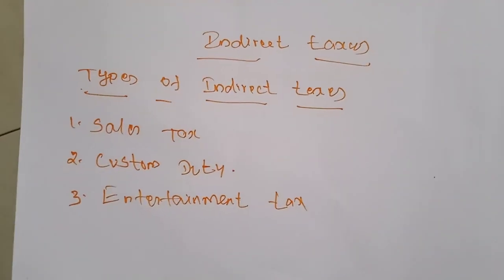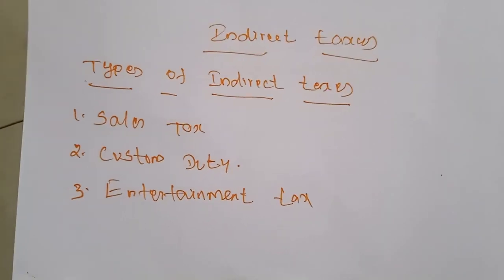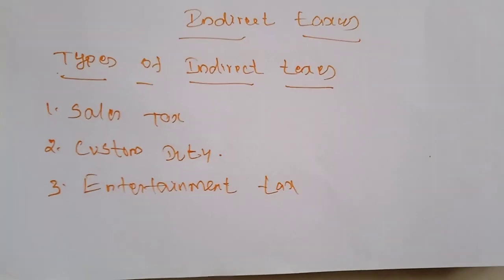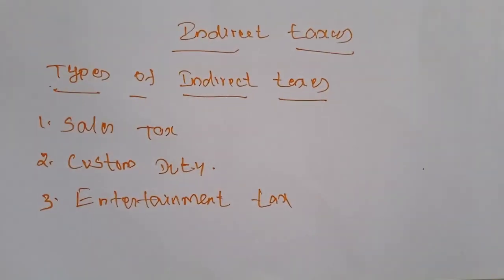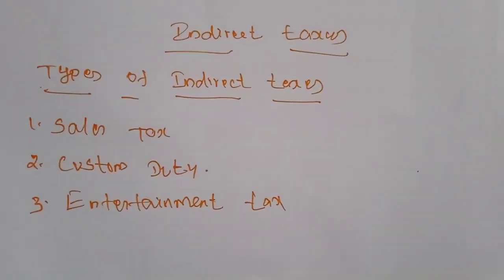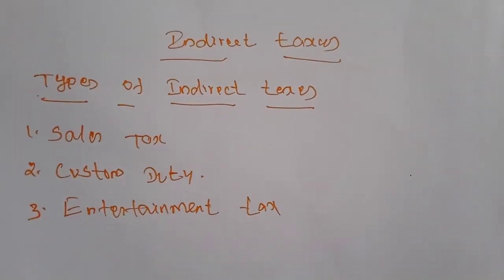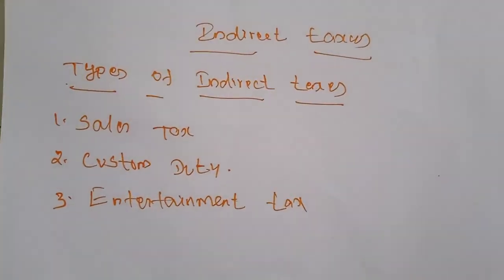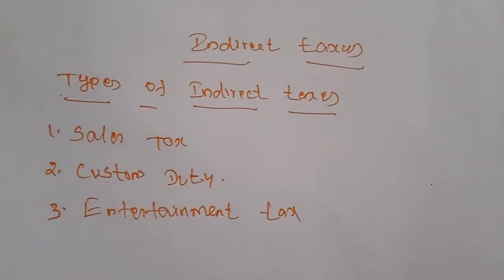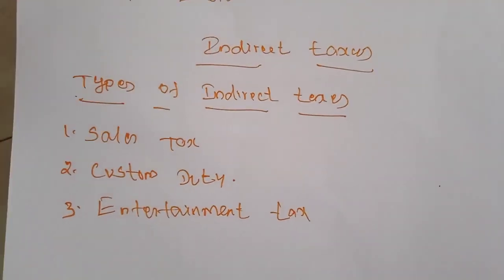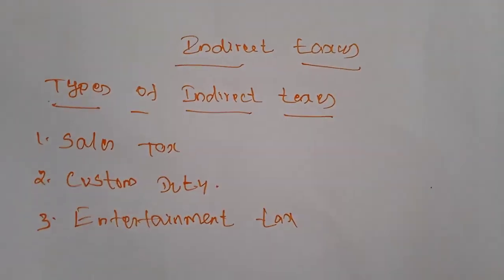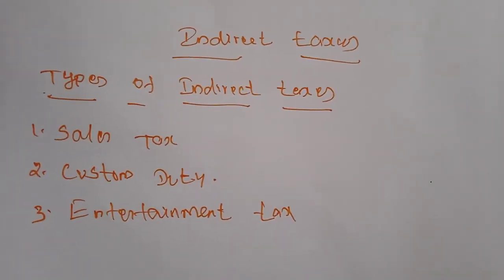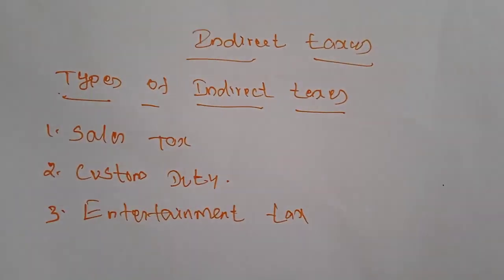The burden of tax can be easily shifted to other persons in indirect taxes. How is it possible? Normally the producers produce the commodities, and for the purpose of production he has to pay some tax to the government. Like that, the wholesalers and the retailers also pay tax to the government, as sales tax, for the purpose of selling the goods and commodities.